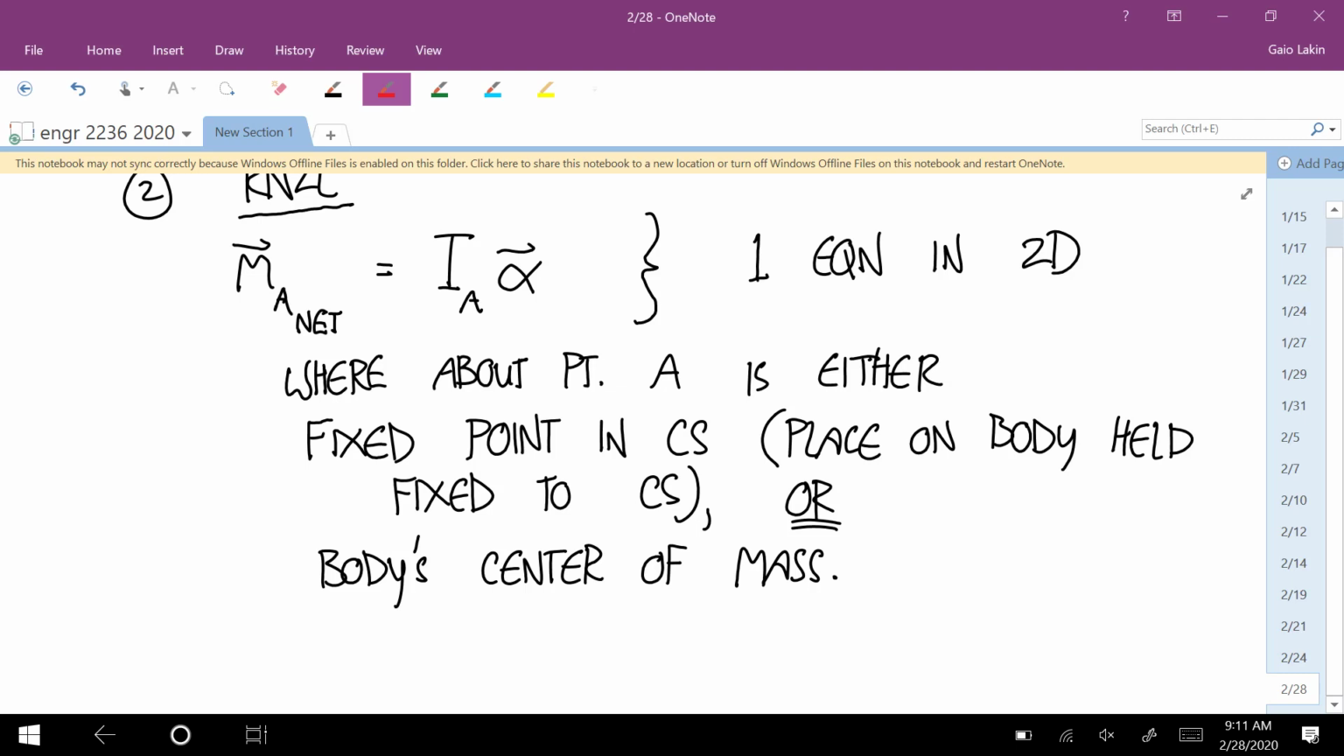And is there any law saying that whatever rigid body you're looking at has a point that's fixed to your coordinate system? No, like if this rigid body is flying through the air, there's no point on it that's fixed the way it would be if there was a joint connecting it to the ground. So this doesn't always exist.